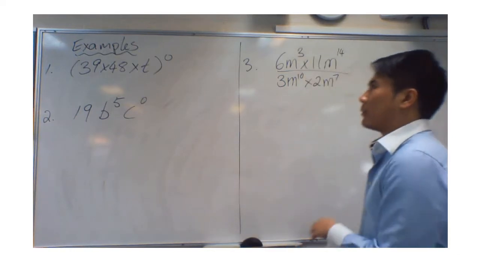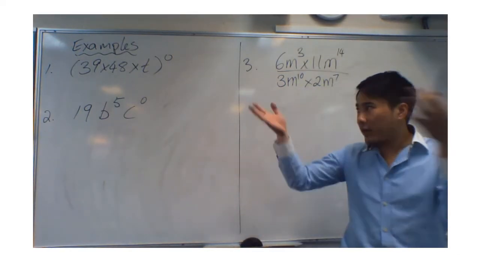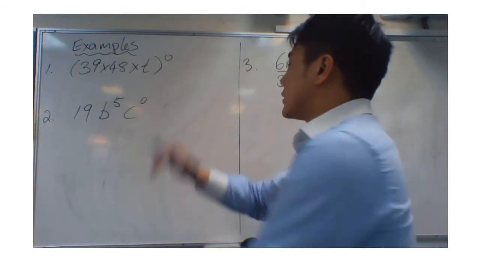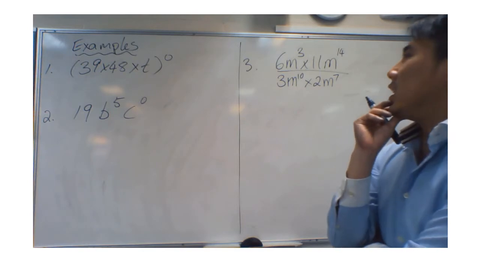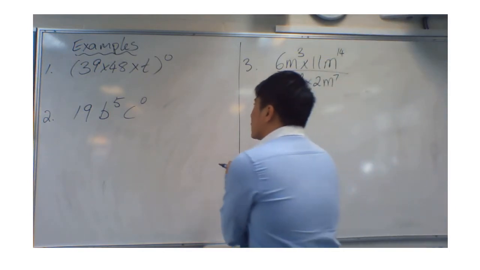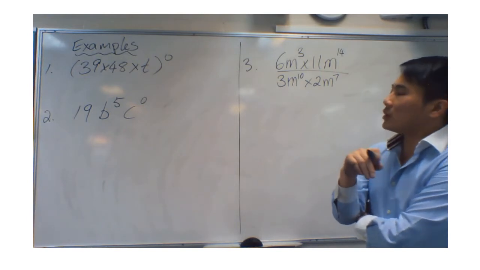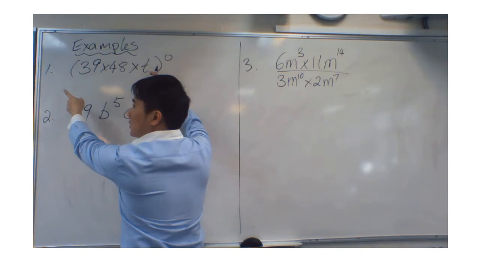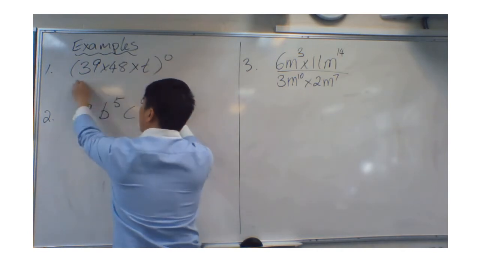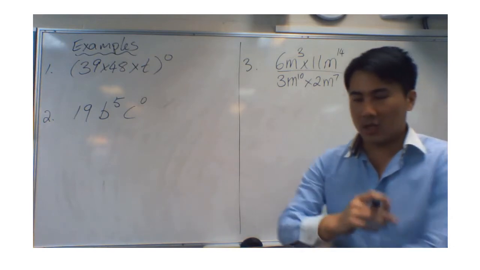So let's step it up a bit more. This time we're going to include the third index law into our equations. Alright, let's look at question 1. I've got 39 times 48 times t, all to the power of 0. Okay? So, the key point is I've got these set of brackets. So what I'm saying is everything inside the bracket is raised to the power of 0.